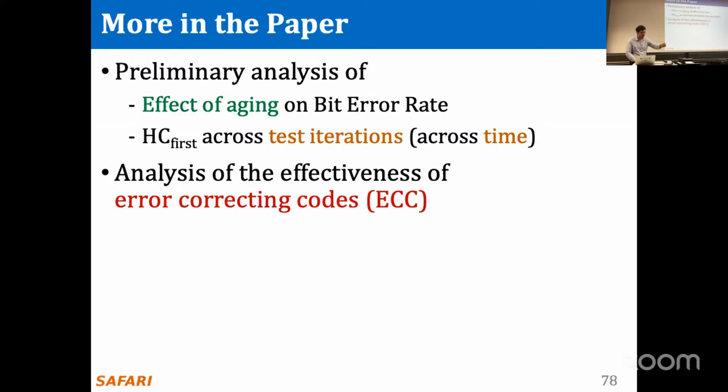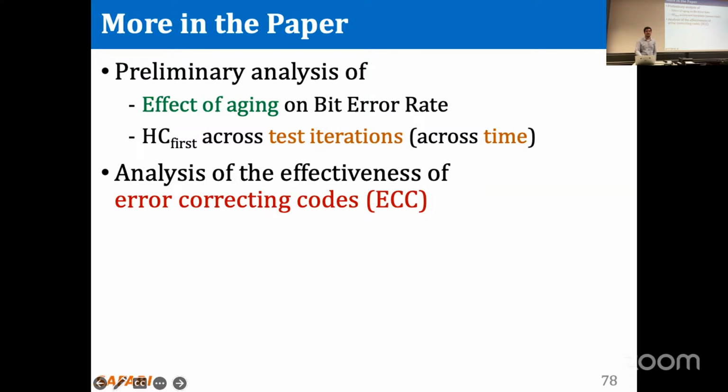So we have more analyses in the paper. We look at the effect of aging on bit error rate. And we look at HC first across test iterations, that's across time. So it's like we know about variable retention time. You're looking for the existence of variable read disturbance, right? We showed some evidence for it, meaning that when you sample HC first of a row, you find X. Next time you sample it again, you might find 2X. And that's what we show in this paper, very preliminarily.